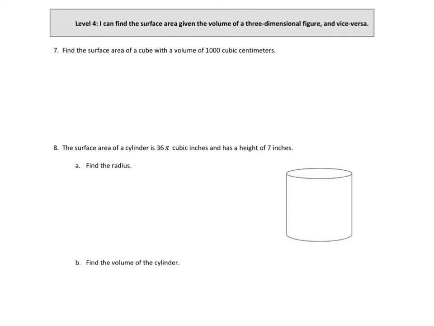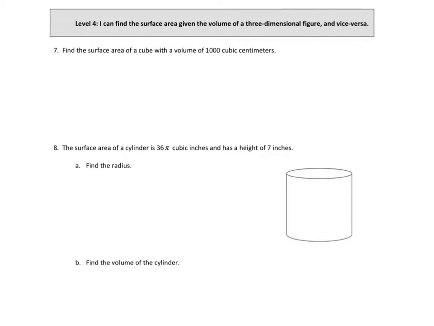In level 4, we will be finding the surface area or the volume given another measure. So we might be given surface area and we have to find volume. We might be given volume, we have to find surface area, so some more complicated problems.